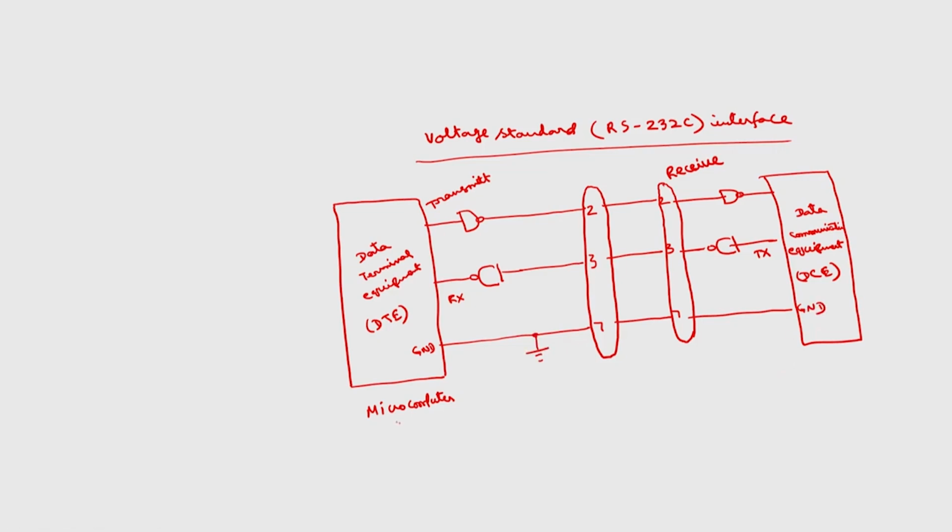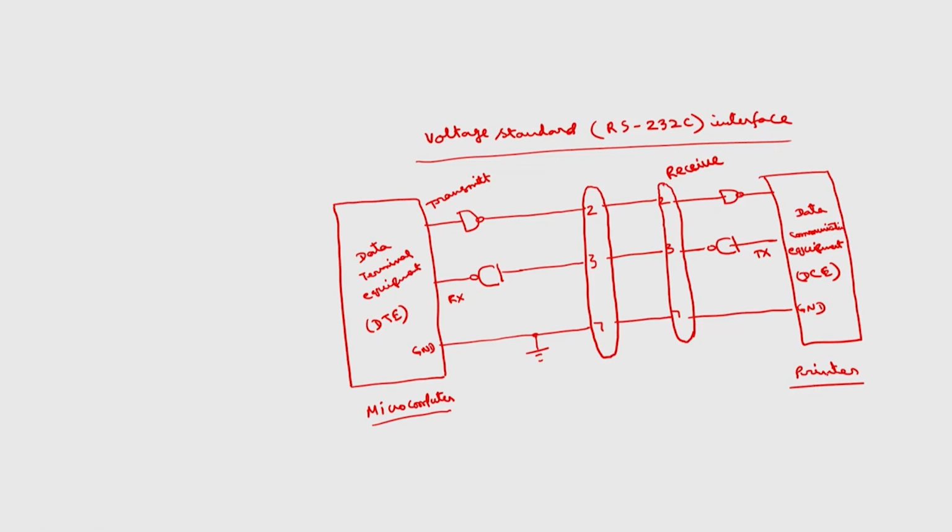The example of DTE is a microcomputer, and the example of DCE can be a printer. In this case, there is only one way communication. If this is also another microcomputer, we can have communication in both ways.